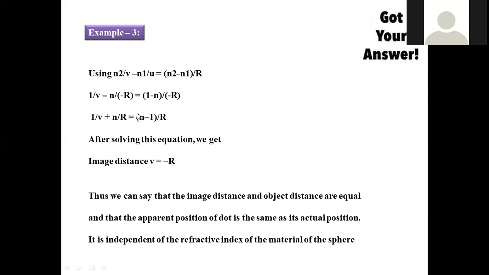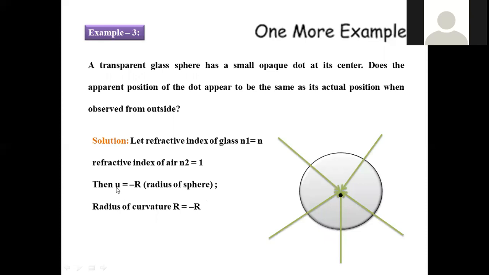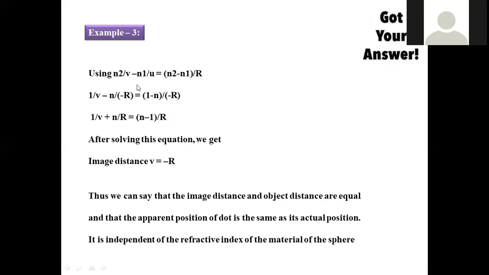After solving this, if you are extending this equation, finally we will get v is equal to minus r. So v is nothing but what? Image distance, that is taken as a minus r value. So already you know the u value, that means the object distance, is minus r, and after the entire derivation, the image distance is also taken as minus r.